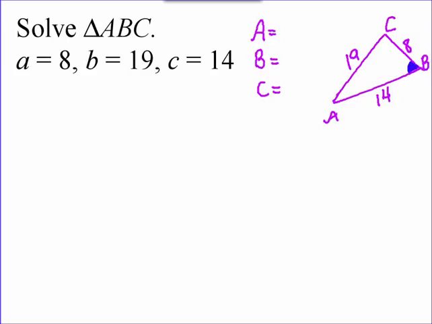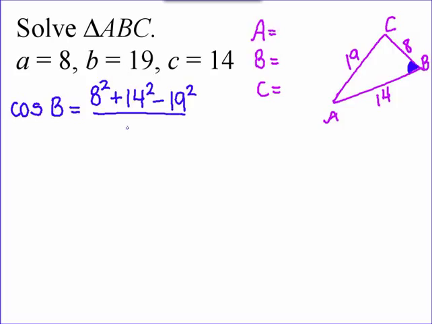So my formula is going to be cosine of angle B equals. Now what number am I only going to use once? 19. The other numbers I'm going to use twice, and so I've got 8 squared plus 14 squared minus 19 squared, divided by 2 times 8 times 14. If you're doing this on your calculator all in one step, make sure you put the numerator in parentheses and then divide it by the denominator in parentheses. Otherwise you're going to get something that doesn't match up.